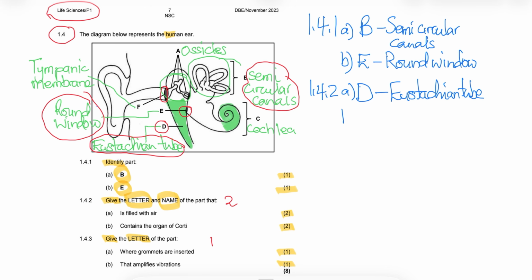Okay, we move on to part B of the same question. Part B is asking for the part that contains the organ of Corti. In terms of letter, it is C, and the name is the cochlea. So we go to our answer and we say C, and then we write cochlea.